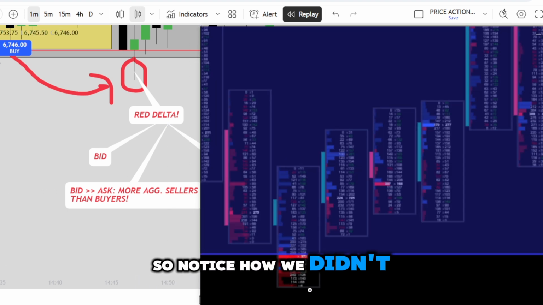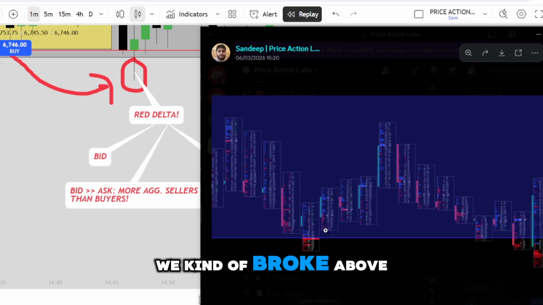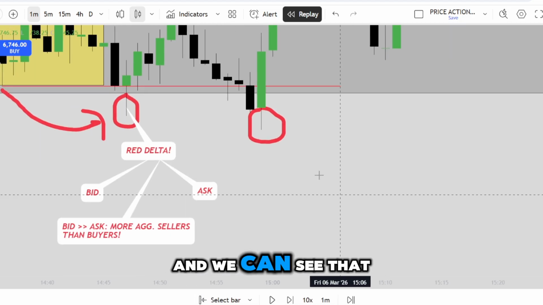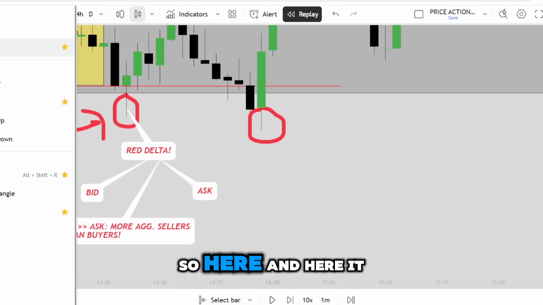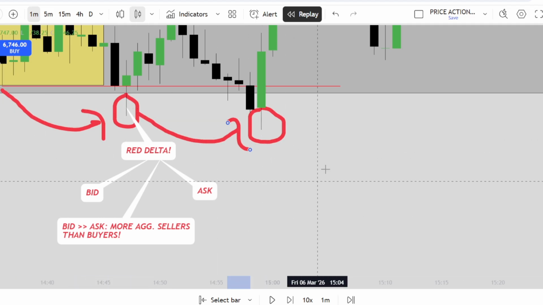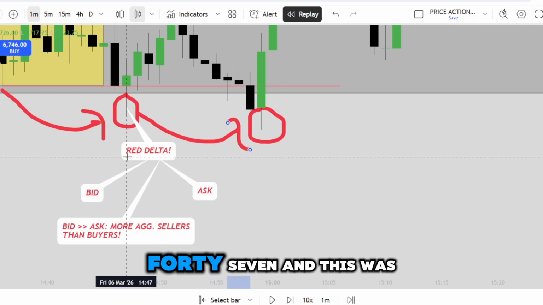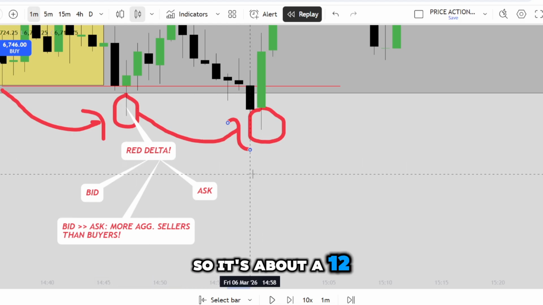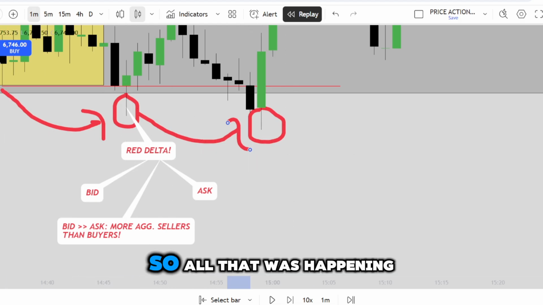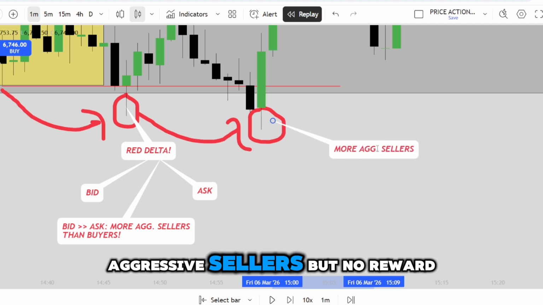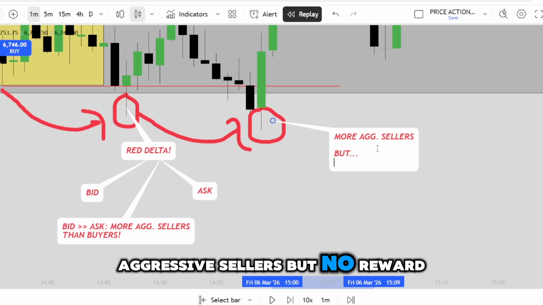Notice how we didn't even close below the zone. We broke above the zone, and on two occasions, here and here, we barely broke below the zone. It represents the same sort of thing. So what was going on here? This was 9:47, and this was 9:59, so it's about a 12-minute slug. All that was happening is that there were more aggressive sellers, but no reward.